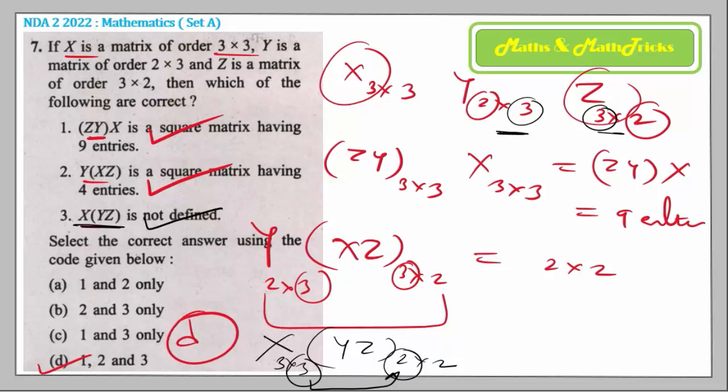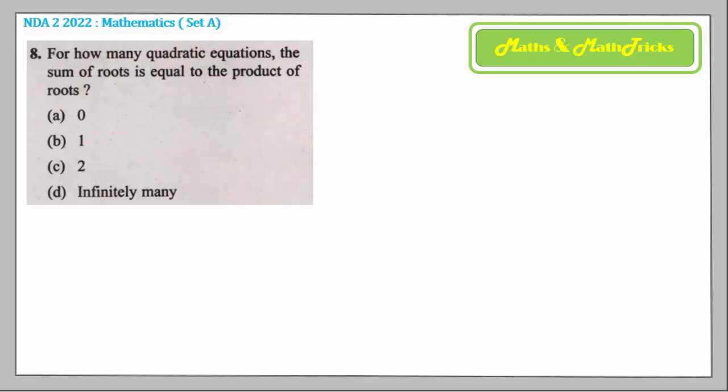Alright. Now coming on to the next question. Number 8. In this question they have given: how many quadratic equations can you make up such that the sum of the roots, that is alpha plus beta, is equal to the product of the roots? Whenever the sum of the roots equals the product of roots for a quadratic equation having alpha and beta as their roots, how many equations can you make?